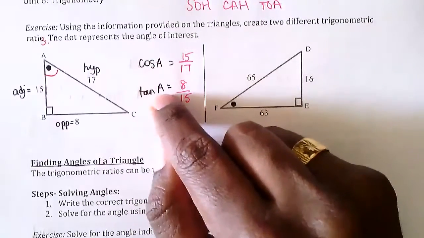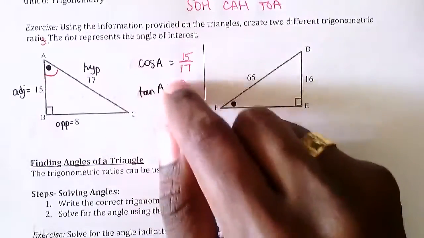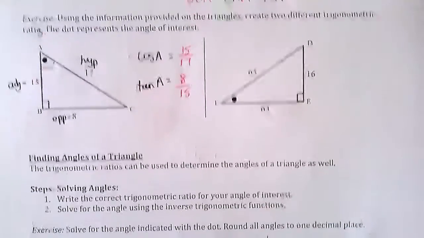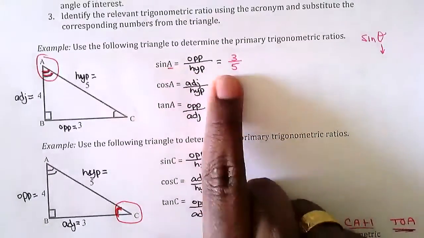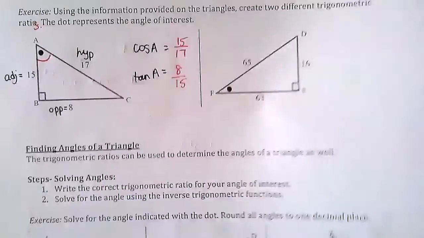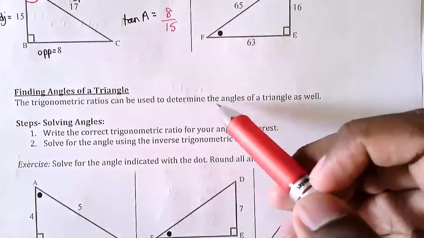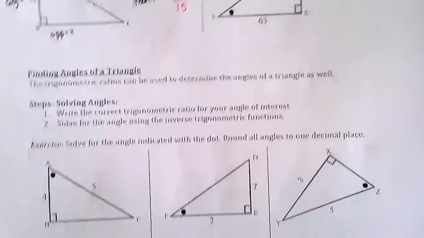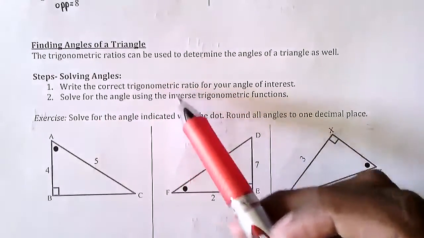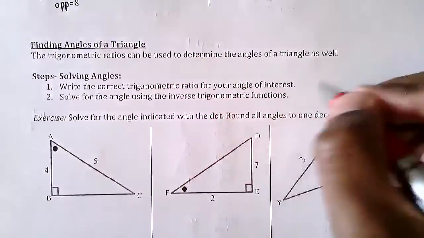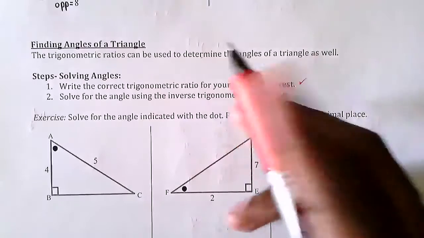So what specific angle do I need to put in as the argument to tangent to create this particular ratio? Or if we look at a previous example, what specific angle A here produces this particular trigonometric ratio? So we can then go and solve for these angles. So the trigonometric ratios can be used to determine the angles of a triangle as well. Steps. When you're solving the angles of a triangle, write the correct trigonometric ratio for your angle of interest. So that's what we've been practicing all along. And then solve for the angle using the inverse trigonometric functions.